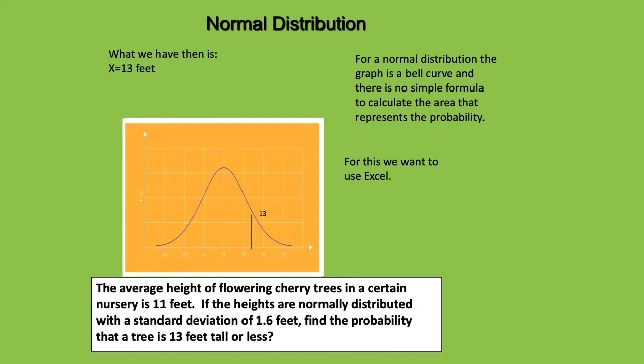We know that the X that's in our previous manual formula is 13 feet because the problem asks us to find the probability that the tree is 13 feet tall or less. We know that the average value, or the mean, is 11, and that's signified in the formula by the Greek mu with the little tail on the left, and we'll put that in there. We know that the standard deviation is 1.6. Once again, we're given that. You need to be given that in order to work out a problem in normal distribution.